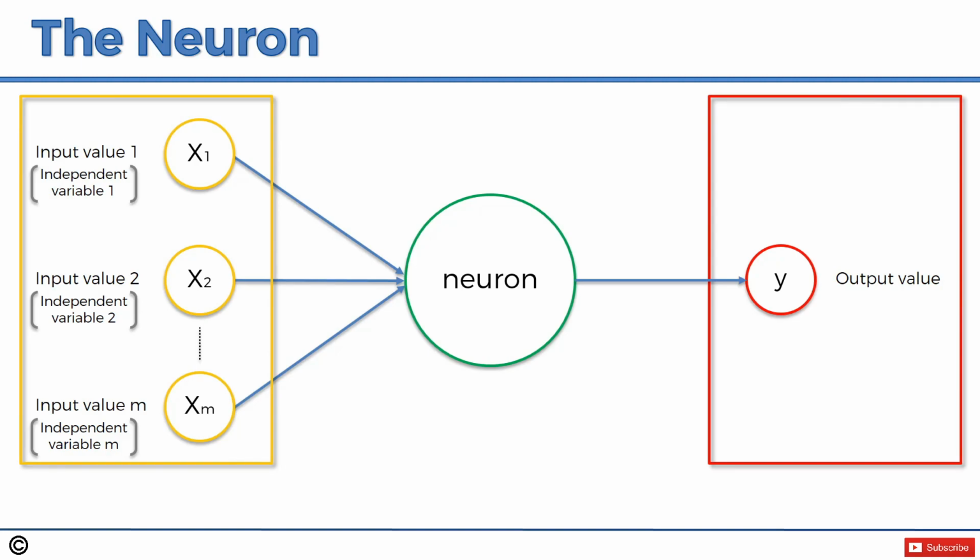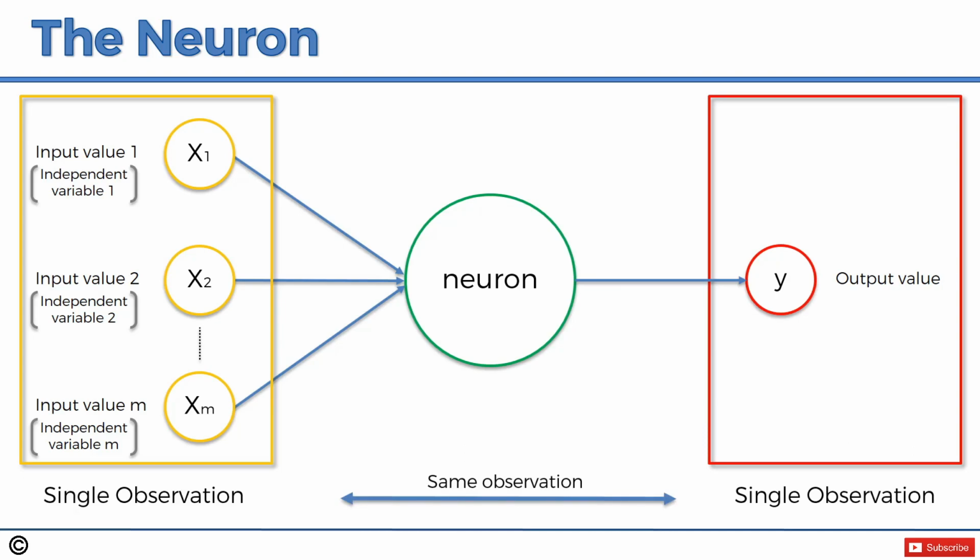I just wanted to reiterate this point. On the left, you've got a single observation, so one row from your data set. And on the right, you have a single observation as well, and that is the same observation. So it's important to remember that whatever inputs you're putting in, that's for one row, and the output you get is for that same exact row.